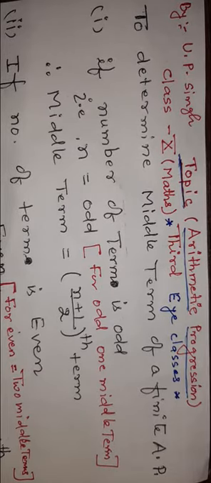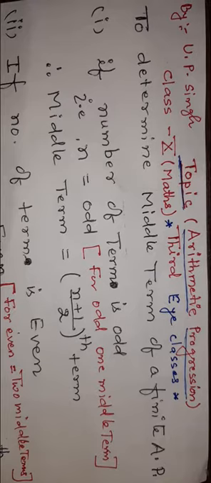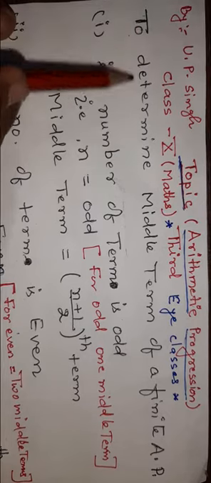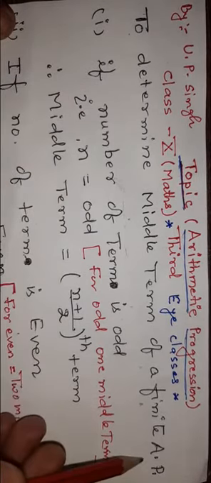from arithmetic progression. Here the topic is how we can determine the middle term of a finite AP. हम लोग कैसे फाइनाइट एपी का मिडिल टर्म ज्ञात करेंगे. So look at here, to determine the middle term of a finite AP.